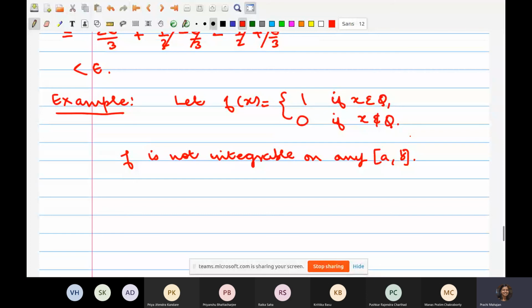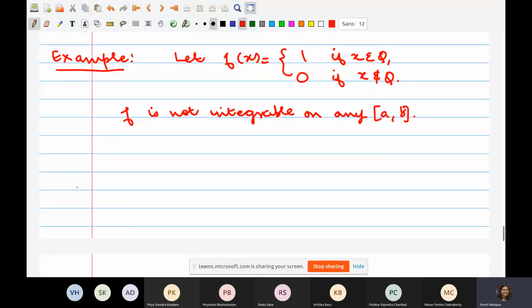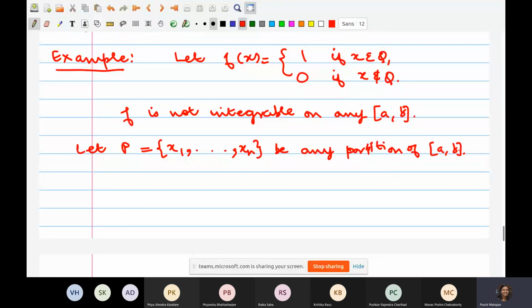It's actually evident from the definition, but let me write it down because we are new to this idea of integration. So how do I substantiate my claim? Let P be any partition of the interval AB. You take your favorite interval and your favorite partition. Let me write the points in P as x1, x2, ..., xn, and suppose that this is any partition of the interval AB.